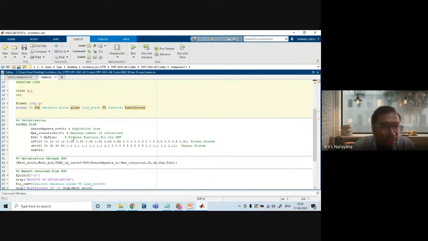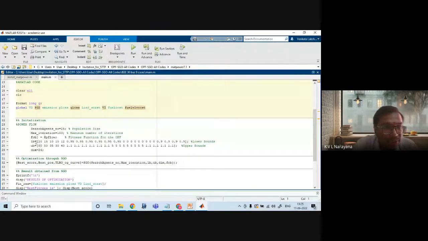This pflow includes the formulation of the fitness function that I have shown, that is the sum from i equal to 1 to Ng of ai plus bi Pgi plus ci Pgi square, that is to be formulated. And I have kept it as a function named pflow. So that is the fitness function.